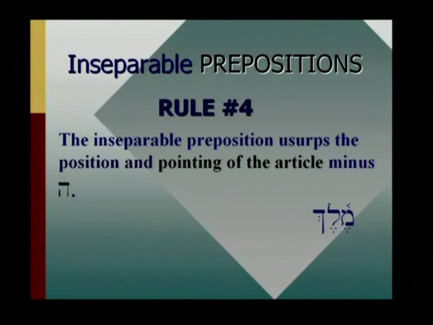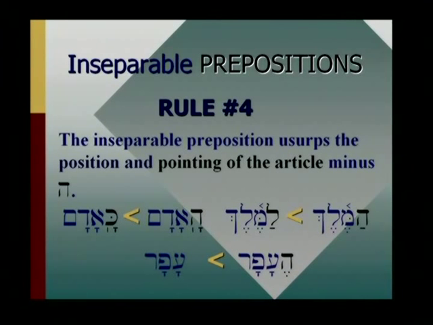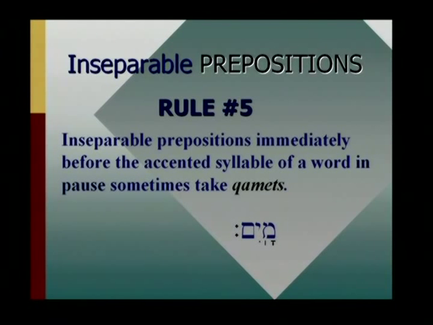The inseparable preposition usurps the position and point of the article. So if it's ham-melech, the preposition is lam-melech. If it's ha-adam, the preposition is ka-adam. If it is he-afar, the preposition is be-afar. All you do is take the hey away and put your inseparable preposition in place of the hey. So figure out what the article is first, and then just substitute the preposition for the hey of the article, leaving everything else intact.